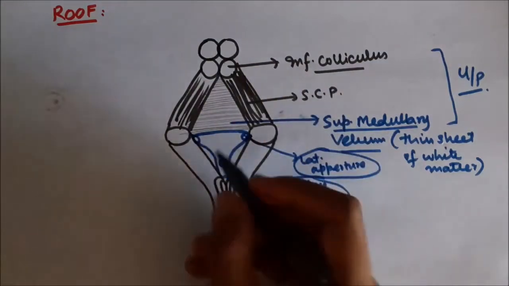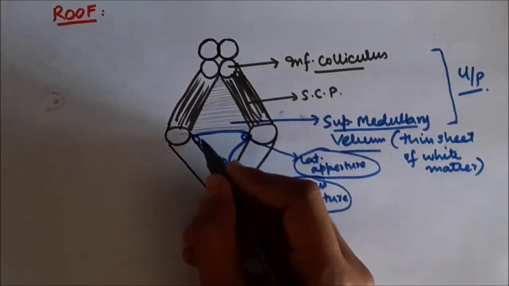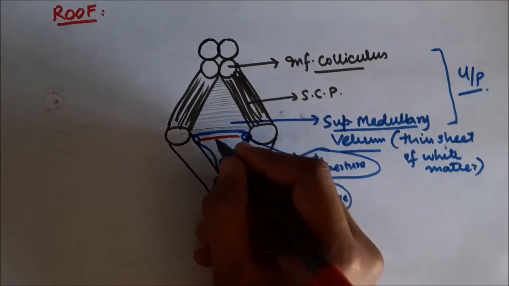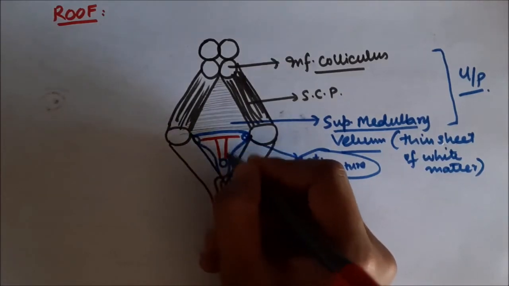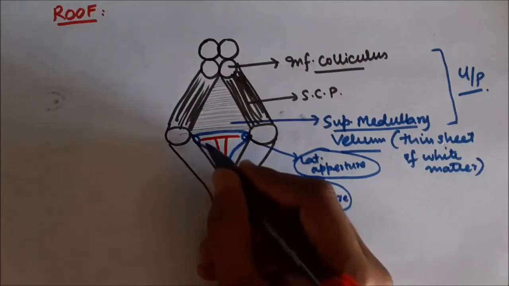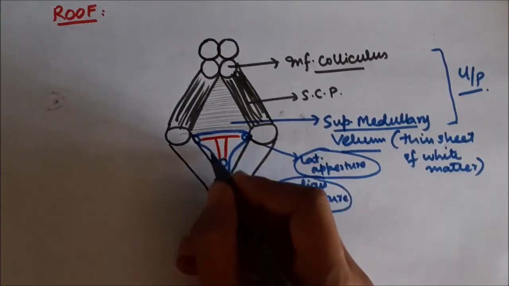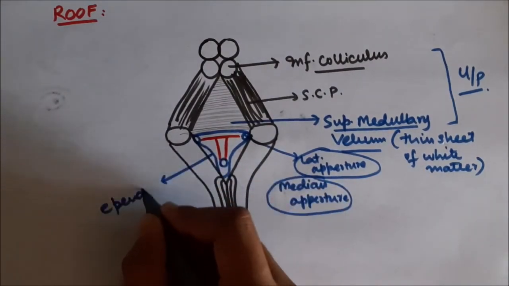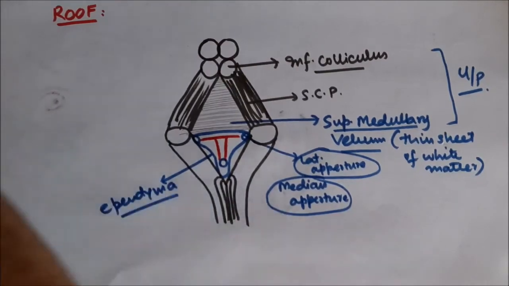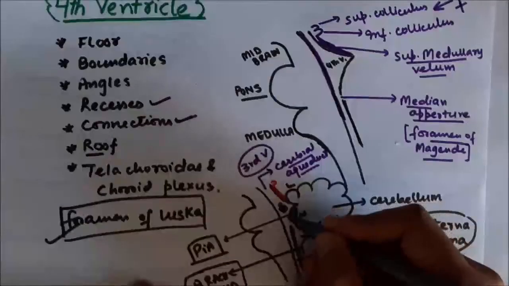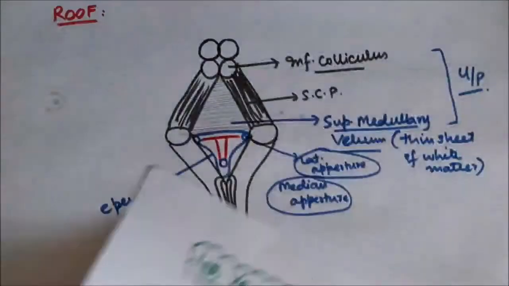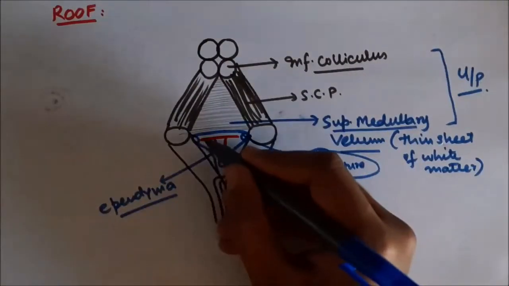present in this part. So let me draw the choroid plexus here. So this is the choroid plexus. It is somewhat T-shaped, and these two arms meet near the median aperture. So this blue color is ependyma lining. Here this is the Tela Choroidae, and inside it is the choroid plexus.